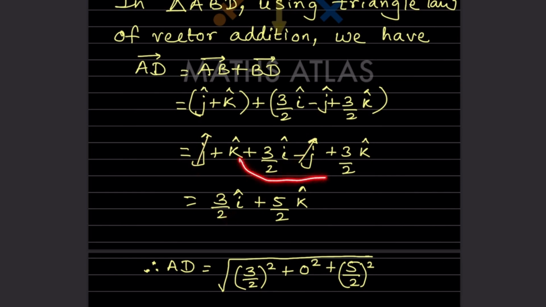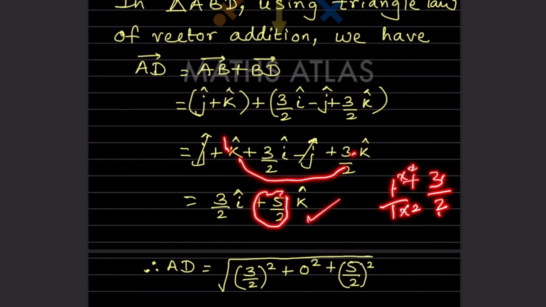But now for K, see, this one is 1 and this is 3 by 2. 1 plus 3 by 2. So let us do that separately. The LCM is 2. So here this is going to be 2 plus 3 is 5, 5 by 2. So this is what I wrote here, 5 by 2. Hope you got this one.